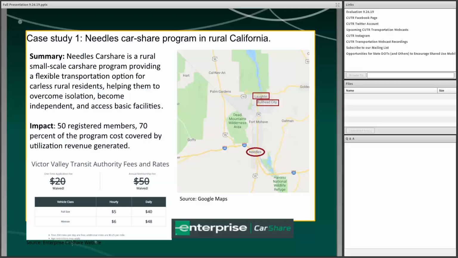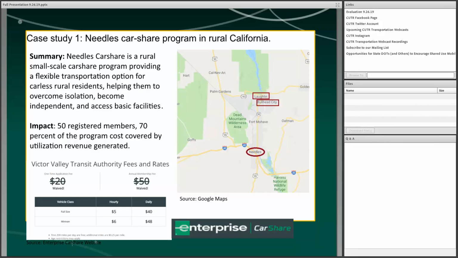The Consolidated Transportation Service Agency is similar to a regional transportation provider in California. So the CTSA director identified an option to provide a small, affordable car share program in partnership with Enterprise Car Share to help people transport themselves to nearby cities such as Laughlin, Bullhead, or any other cities to access basic facilities. This small-scale car share program has just two vehicles, a sedan and a minivan. To convince Enterprise to partner on such a small scale, VVTA, the Victor Valley Transit Authority, offered a guaranteed monthly minimum payment to cover the car share program costs regardless of usage.